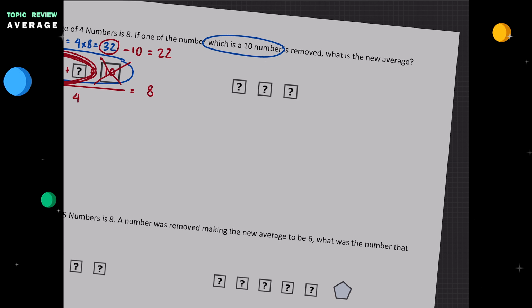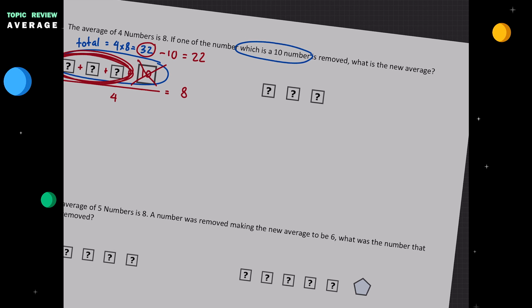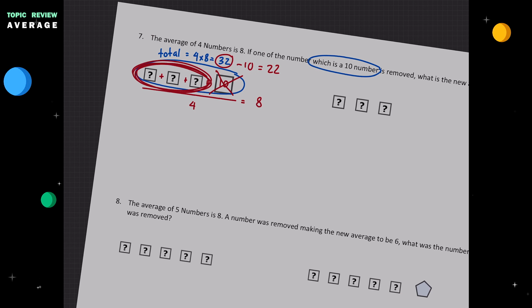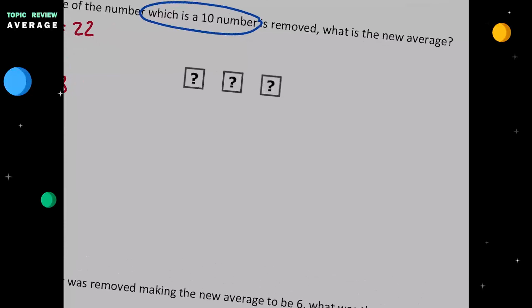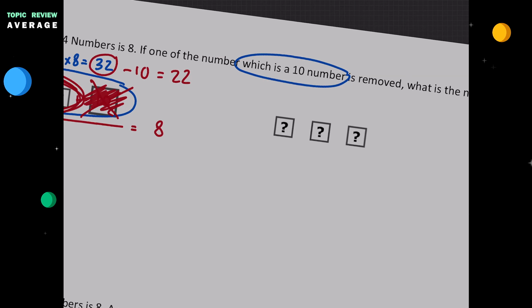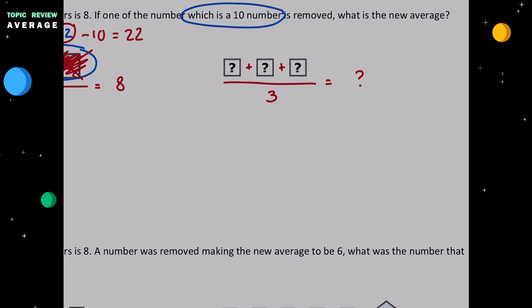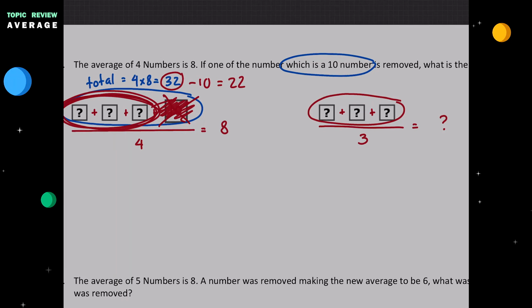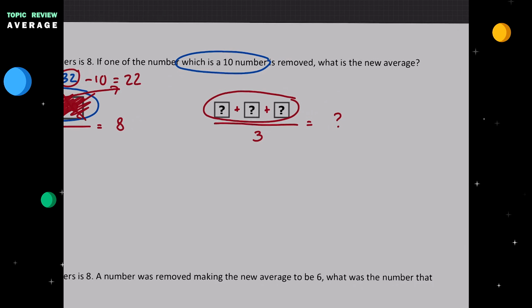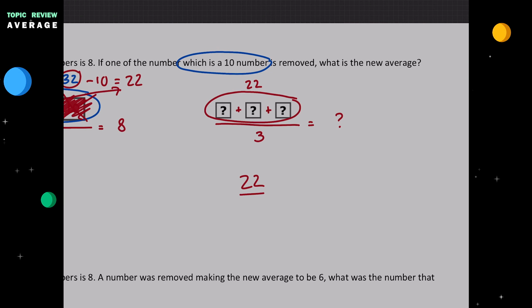Okay, now it says, what is my new average? So what they want is, we've got 4 numbers, and we remove one number. We've got 3 numbers. They say, what's the new average now? What's the average of the 3 numbers now? We know that the 3 numbers add to 22, right? So to find the average of the 3 numbers, we add them up and divide by 3. And the question is, what is this new average? Well, we need to find the total of the 3, and we already did that. We found the total of the 3 gives us 22. We did a subtraction there, and you get 22. So therefore, 22 divided by 3.